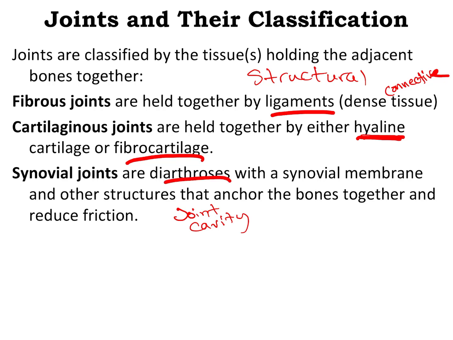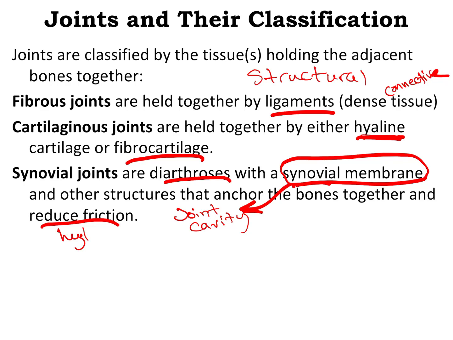They are diarthrosis, but that's not what makes them in this category. They have a synovial membrane, which forms the joint cavity, and they also have other structures that anchor the bones together and reduce friction. So the things that reduce friction would be like hyaline cartilage.